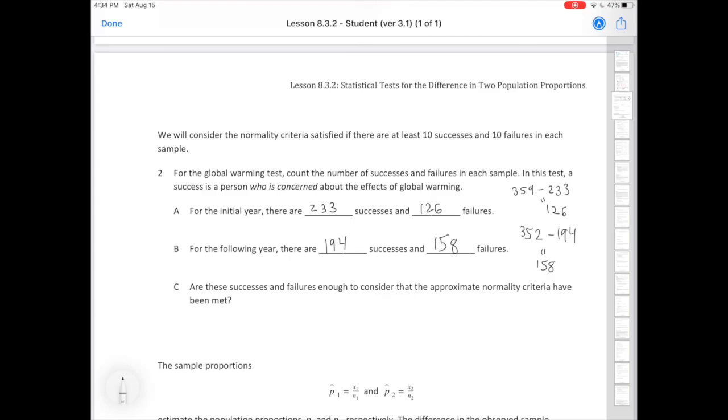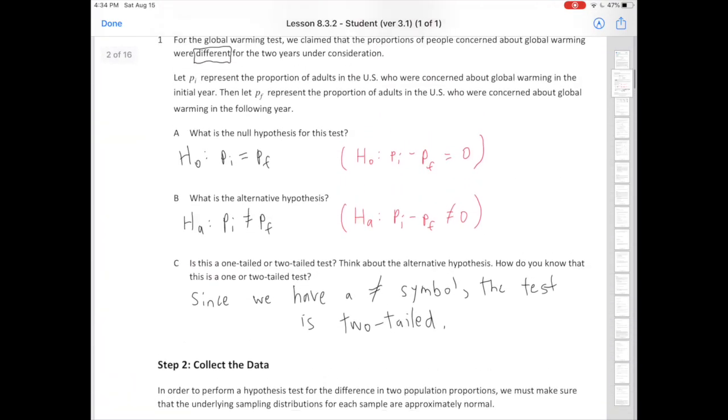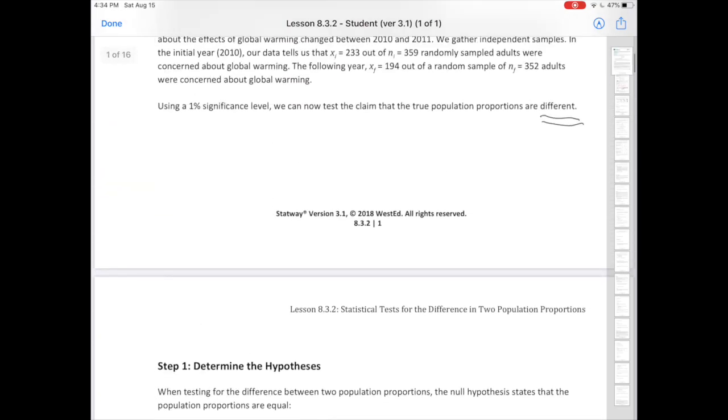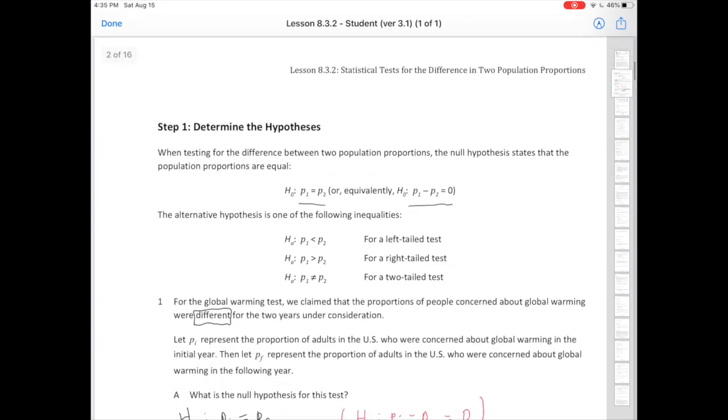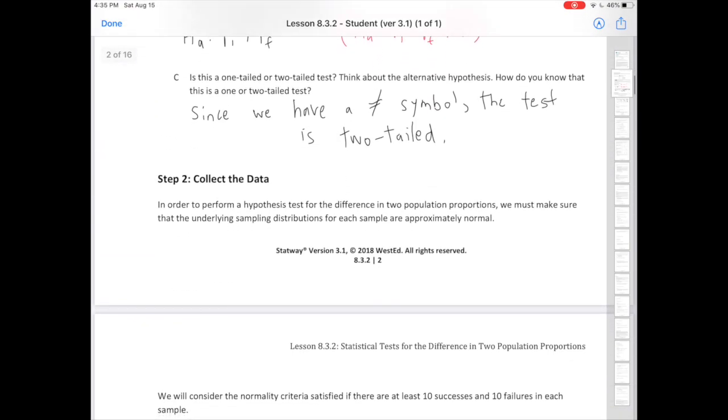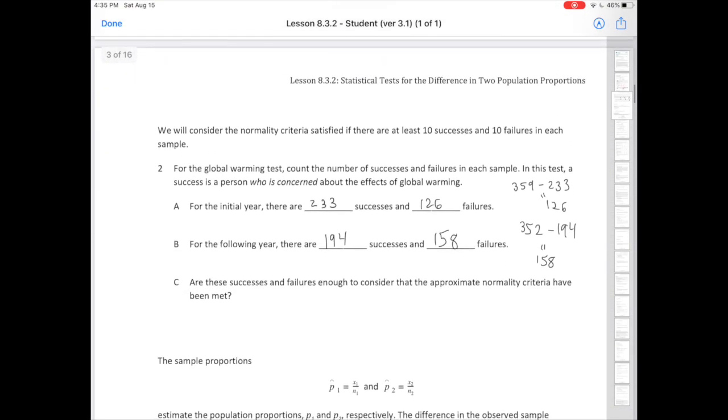So are these successes and failures enough to consider that the approximate normality criteria have been met? Well, yes, because they are all bigger than 10, aren't they? Also, I just want to check something really quick. Did the problem say that these were randomly selected? Yes, you notice how it says randomly sampled adults for both of them? So you always need to check to make sure that they are random as well.